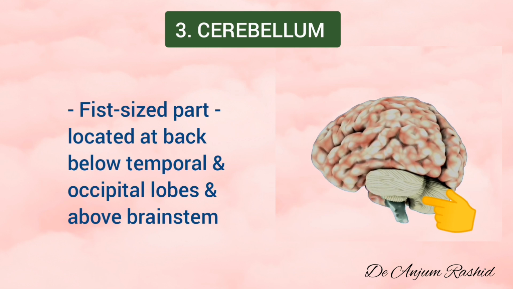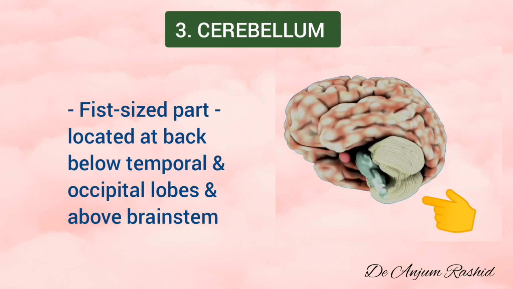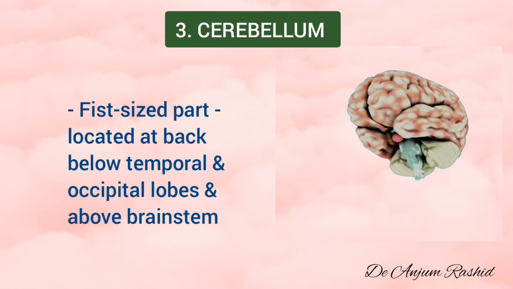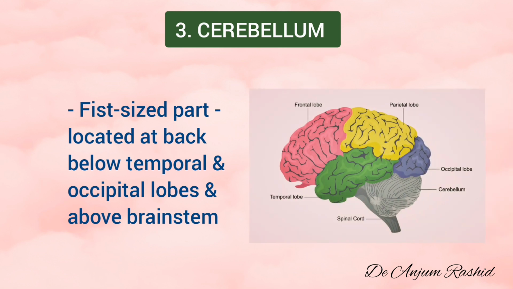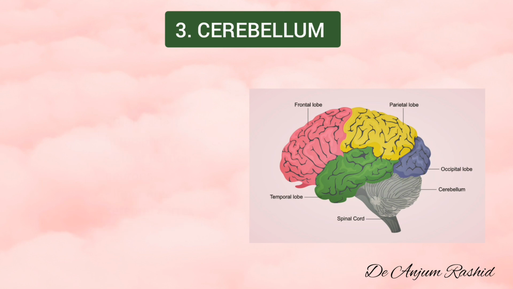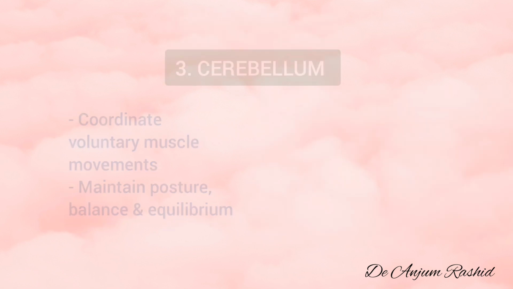Now, the third main part of the brain is the cerebellum. It is a fist-sized portion of the brain and is located at the back of the head, below the temporal and occipital lobes and above the brainstem. Like the cerebral cortex, it has two hemispheres. The outer portion contains neurons and the inner area communicates with the cerebral cortex. Its function is to coordinate voluntary muscle movements and to maintain posture, balance, and equilibrium.